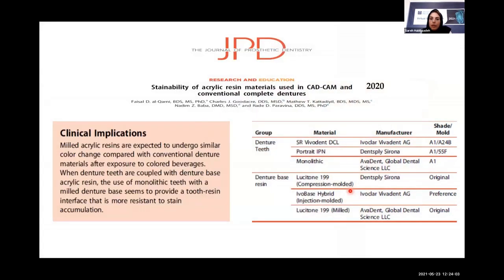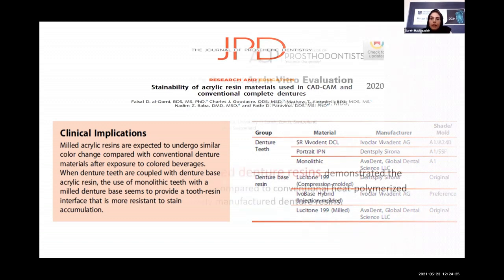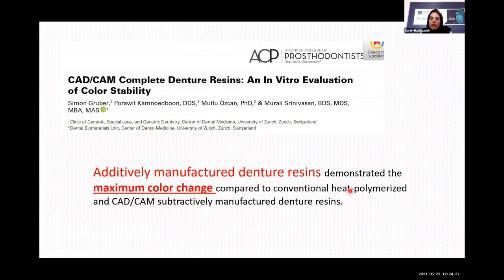And a recent article approved this and said that we do not have noticeable color changes with these. But another study by Goodacre suggested that we have color changes and stains on both milled and conventional dentures. And if you want to have the most color stability, you're going to have to choose the monolithic teeth and denture bases. So they're the best regarding stainability and color stability. Again, another article by Gruber and his co-workers suggested that the printed ones are the worst with regards to color stability, and these bases usually have the maximum color changes.